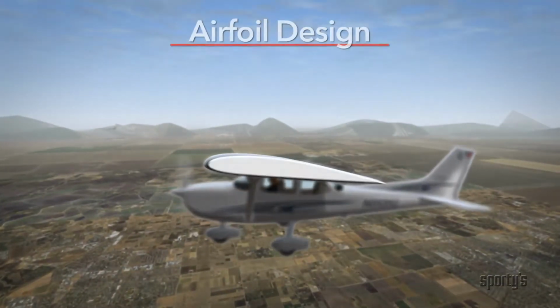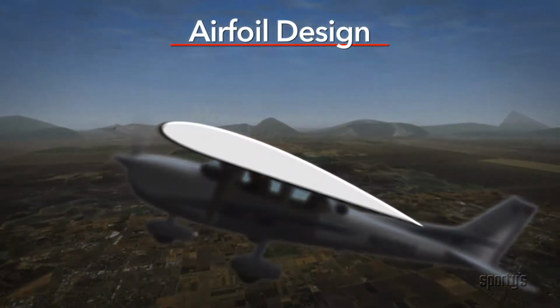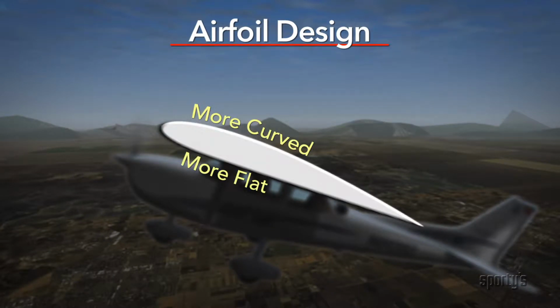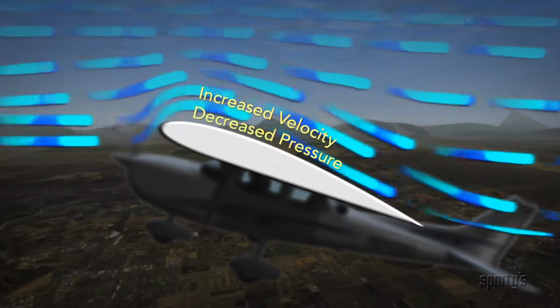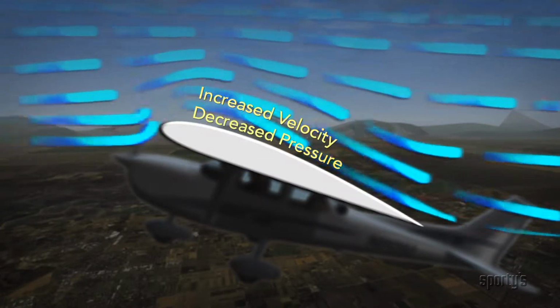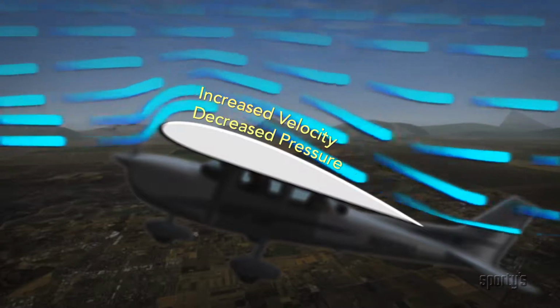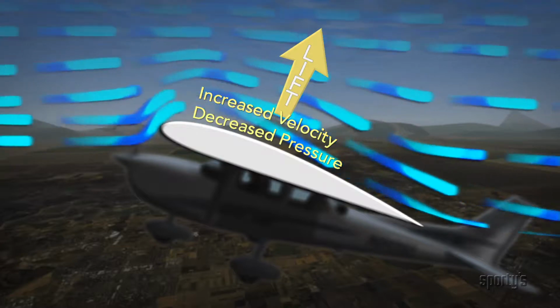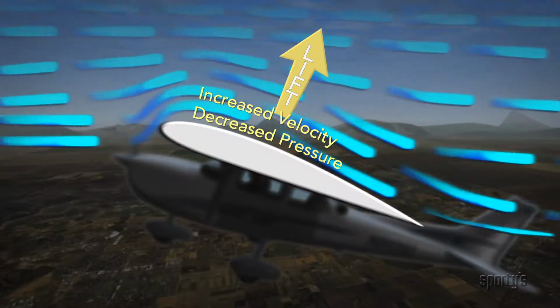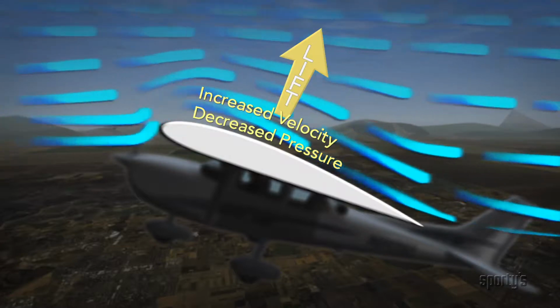Looking at the cross-section of the wing, we can see that the upper surface is curved and the lower surface is relatively flat. As airflow meets the wing, the air flowing over the top curve, or camber, is speeded up, decreasing the pressure on the top of the wing. This decreased pressure is the major source of the lift needed to make the airplane fly.